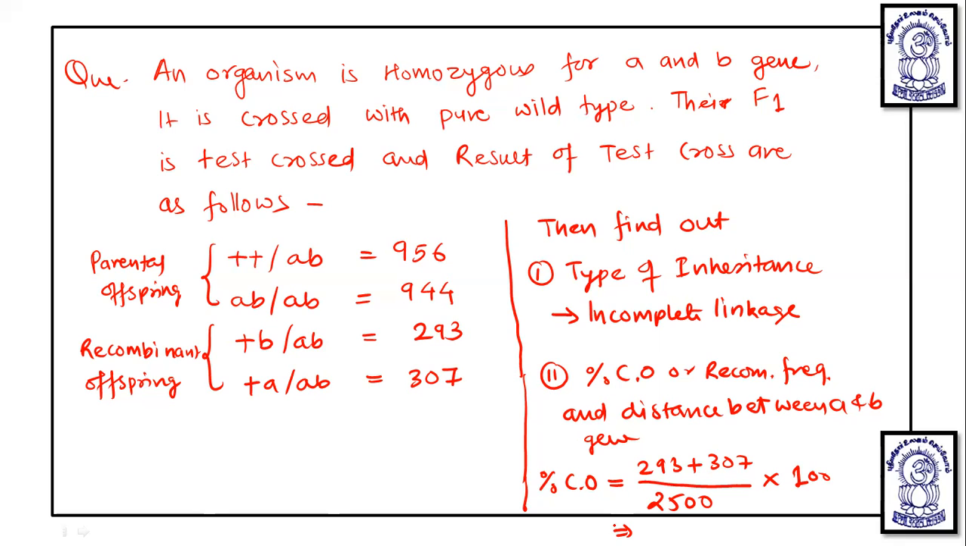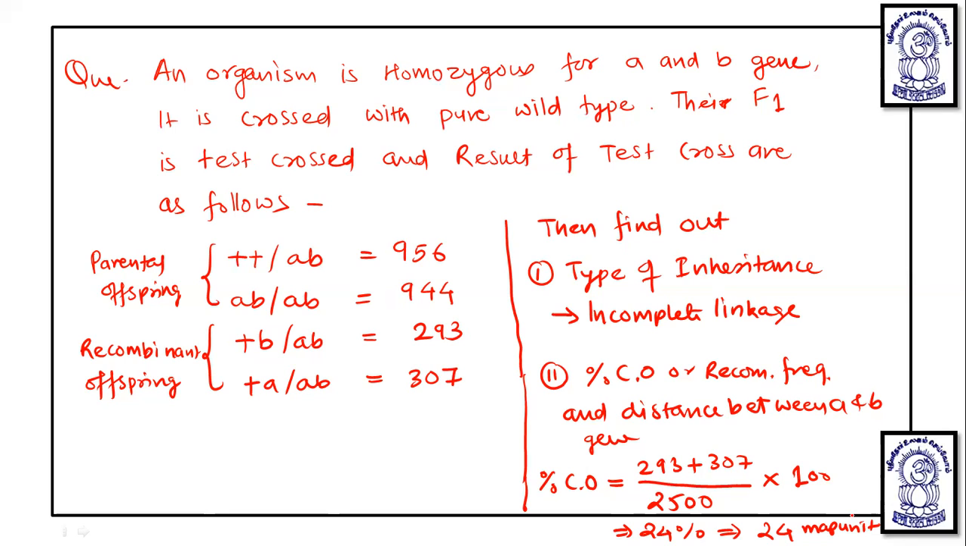If you talk about 600 divided by 2500, then you multiply by 100, then you will get a 24% recombination frequency. So here recombination frequency is going to be 24%. So the distance between genes is going to be 24 map unit or centimorgan. Okay. So this is what is particularly seen in this type of questions.